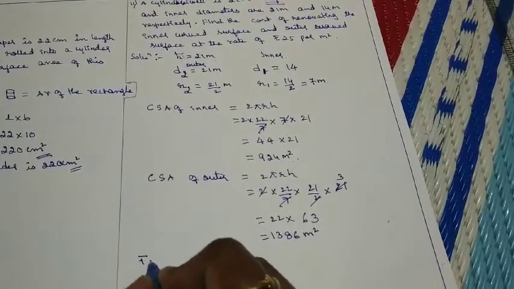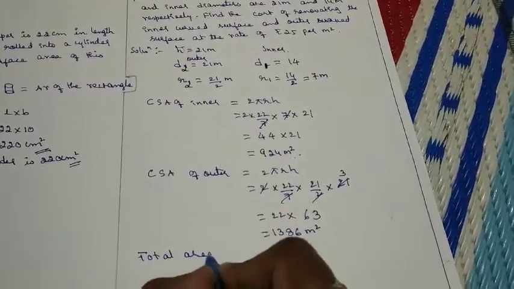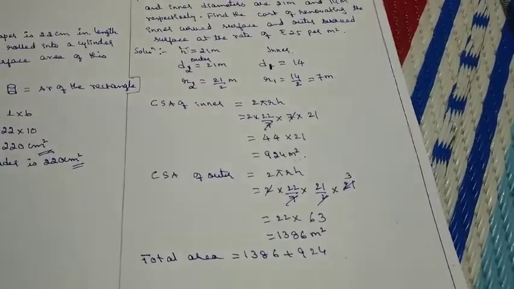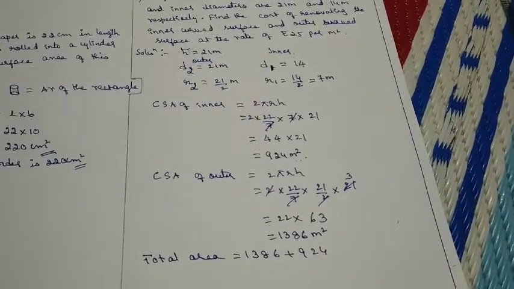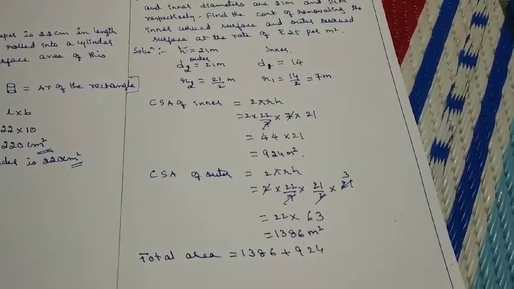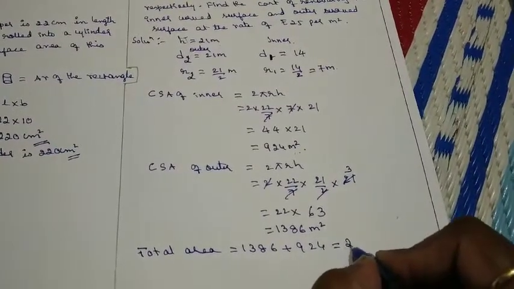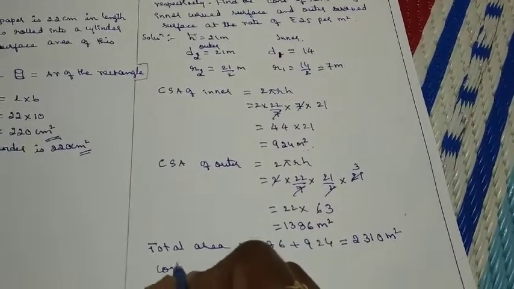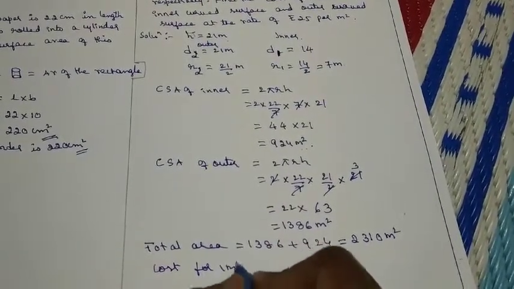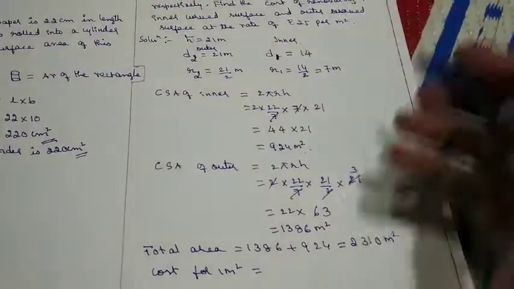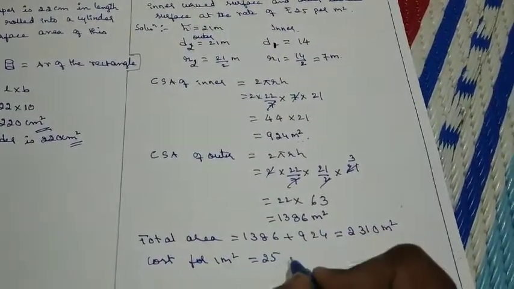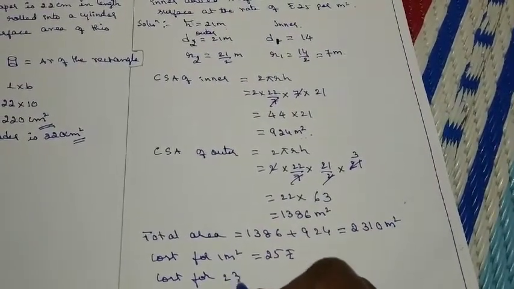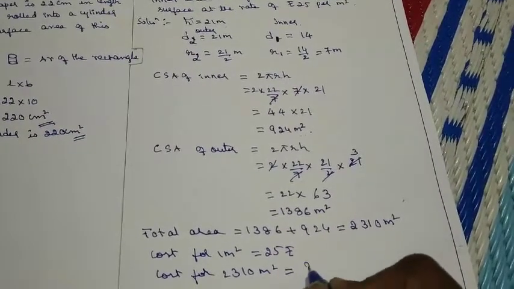So after finding the inner and outer curved surface area of the cylindrical well, now you write the total area. Total area equals 1386 plus 924. If I add up, the result is 2310 meter square. Then cost for 1 meter square is 25 rupees. Then cost for 2310 meter square equals how much?